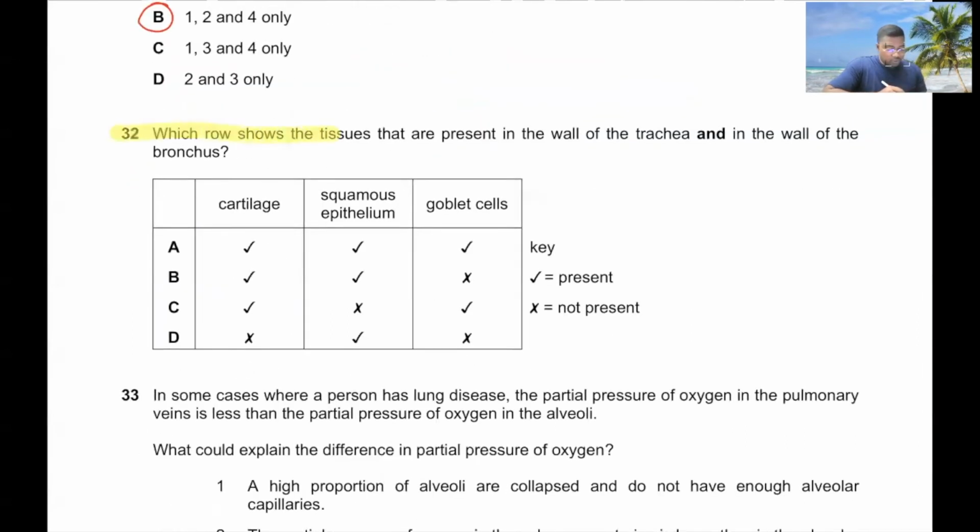32. Which row shows the tissues that are present in the wall of the trachea and in the wall of the bronchus? All right, the wall of the trachea and bronchus both contain cartilage. So cartilage will be correct.